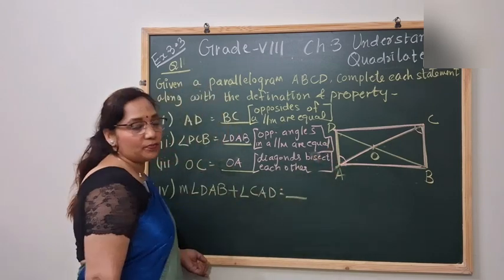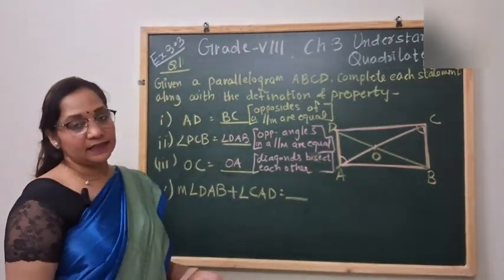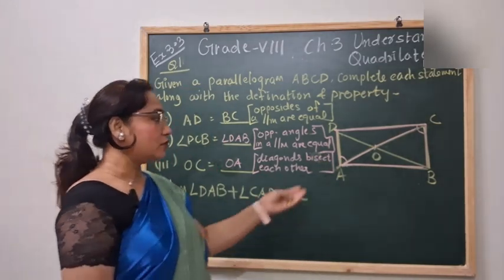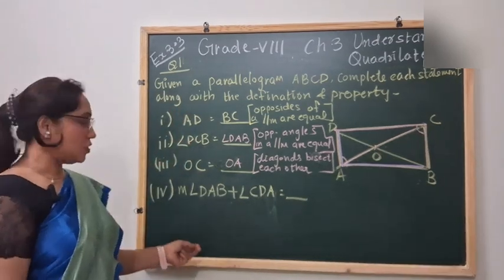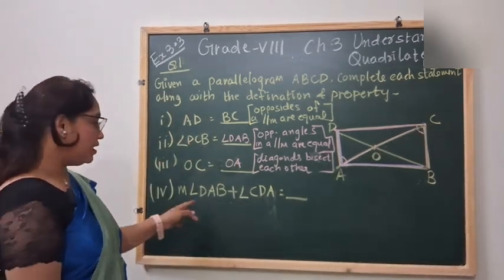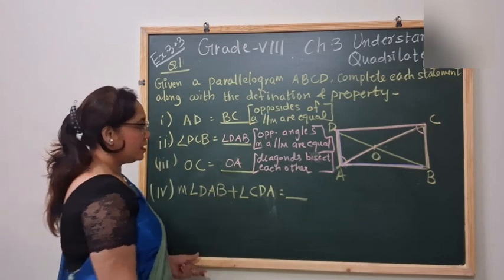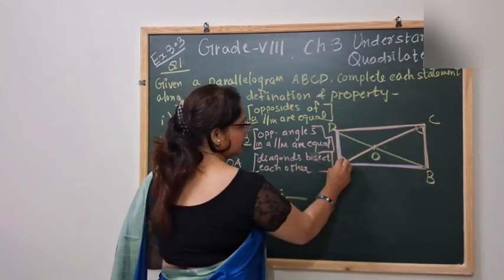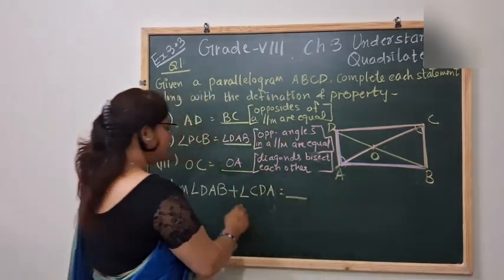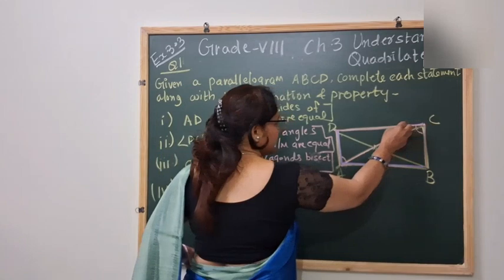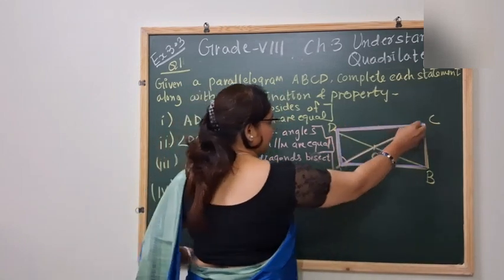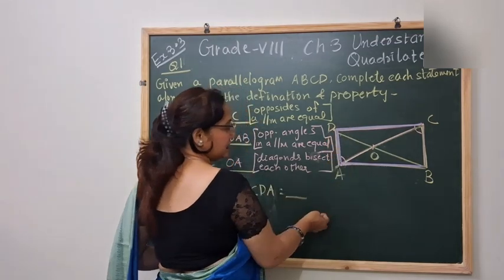Either you can write diagonals of a parallelogram bisect each other, or you can write diagonals of the parallelogram are equal. Okay students, now question number 4, the fourth one. Angle DAB and angle CDA. This angle. Okay, so which two angles are coming here?